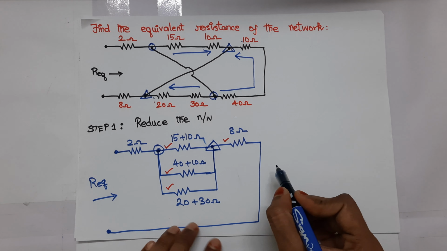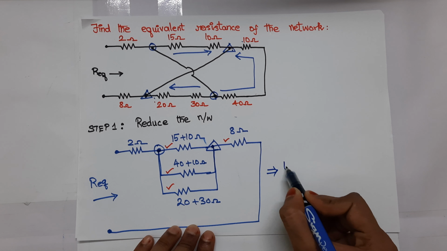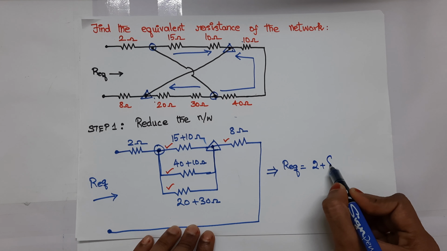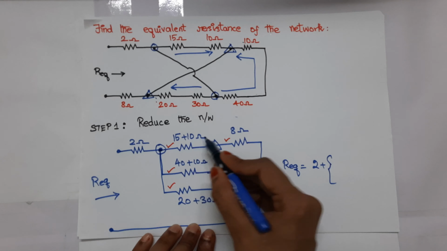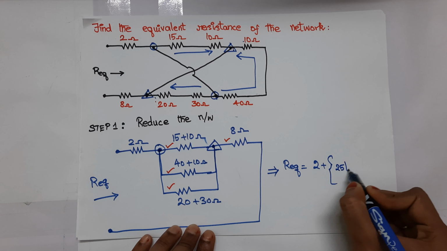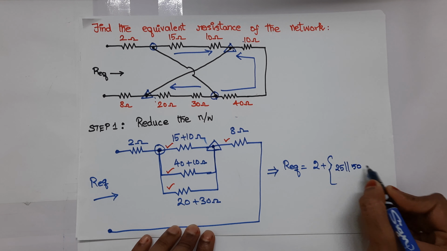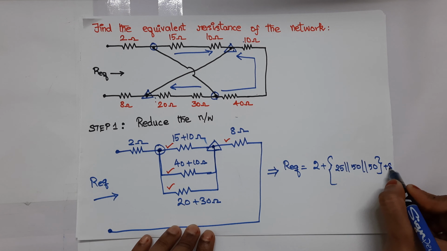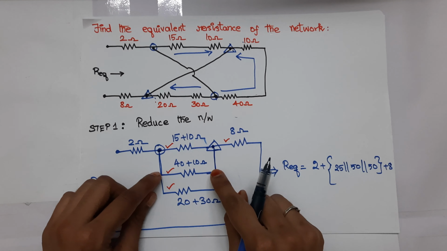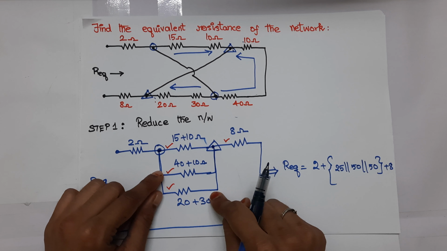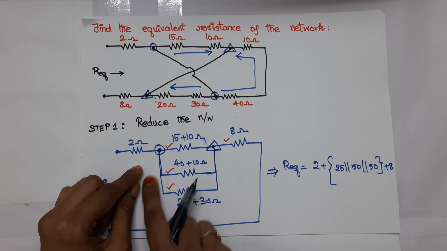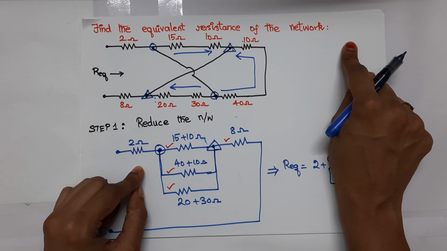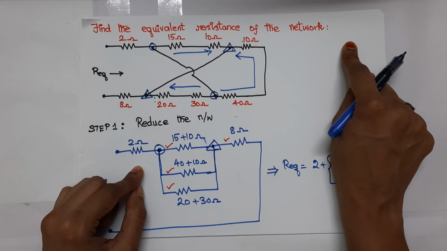Now if I have to reduce this, it is going to be child's play. So the equivalent resistance will be 2 plus 15 plus 10, which is 25. 25 parallel with 50 parallel with 50, plus 8 ohm. I have told you a small trick. When two equal resistors are in parallel, the effective resistance of this combination will be half of the resistance. Click the link which is here and then you will be able to understand this concept better.